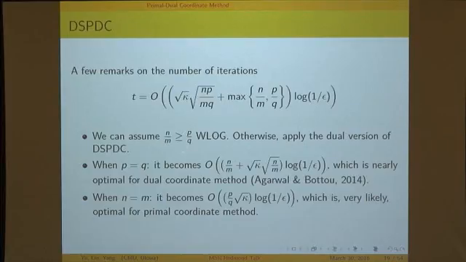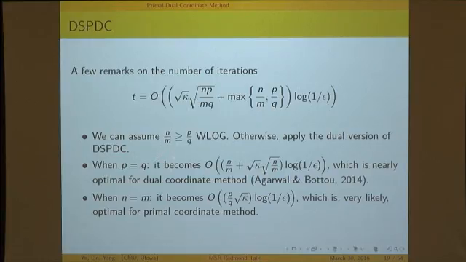So if P equals Q, which means that we do the full primal update, then the rate will reduce to this one, which is nearly optimal for the dual coordinate method. The optimality is proved by Ali Agawa and Liu Batu last year. Lan Guanghui's paper has probably a better and correct proof.